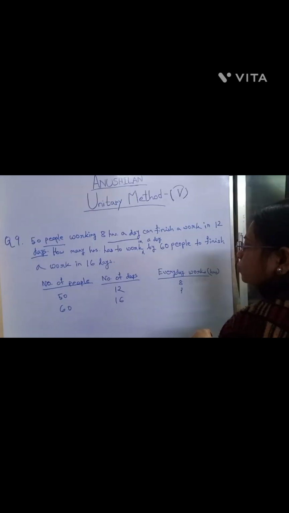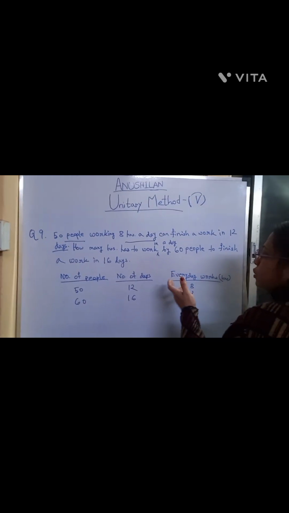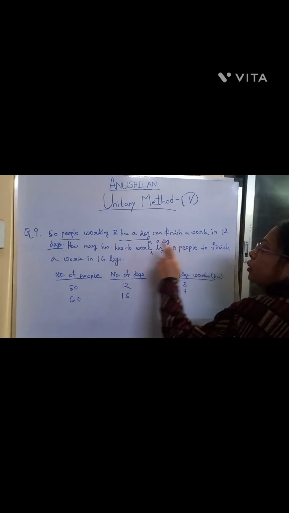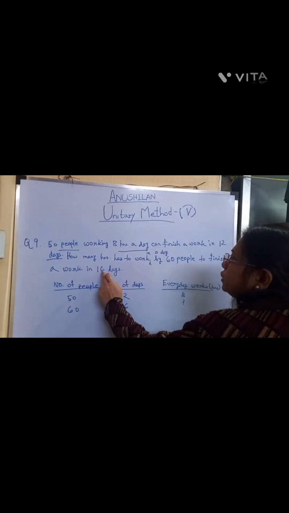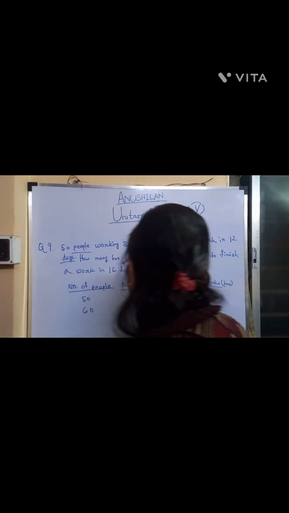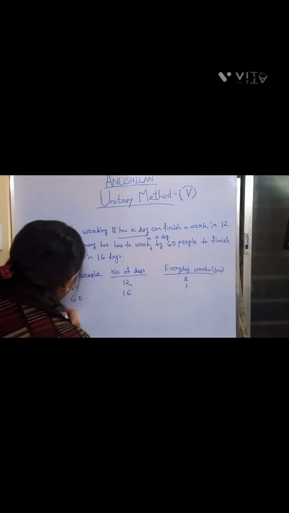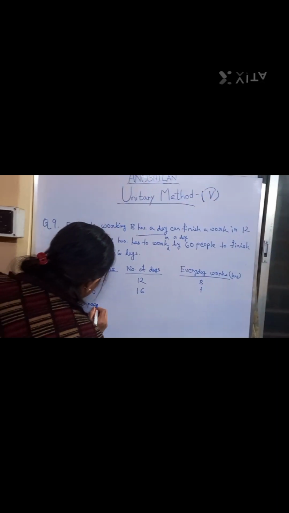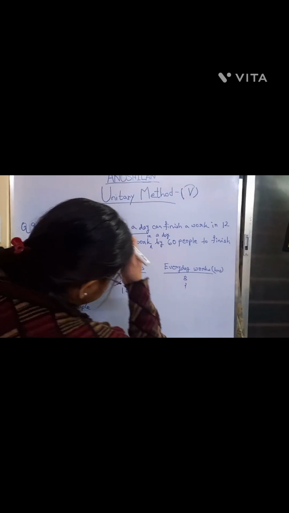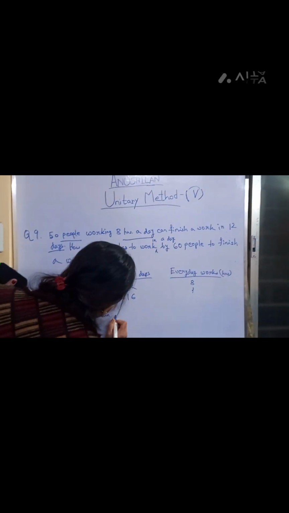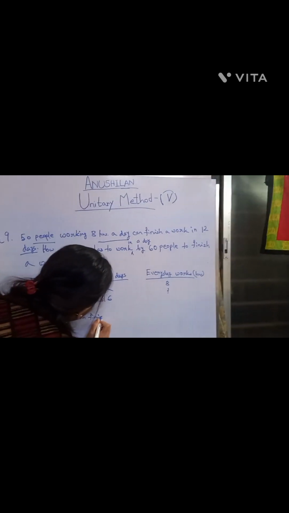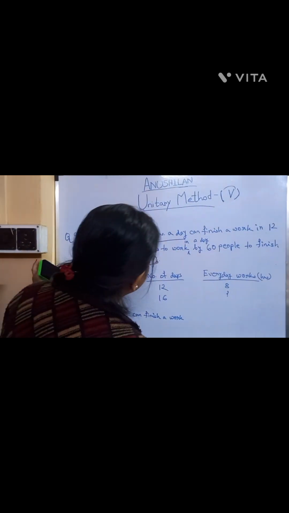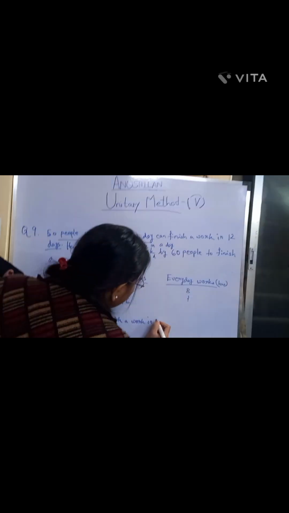That means what do you have to calculate? Everyday work, how much the worker can do. Number of people is 60 and the finishing days is 16 days. It will take 16 days. Now let us start the solution. 50 people can finish a work in 12 days.